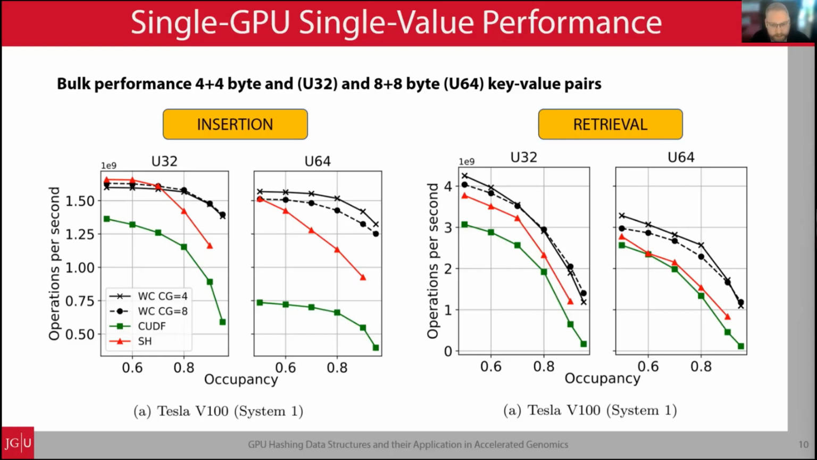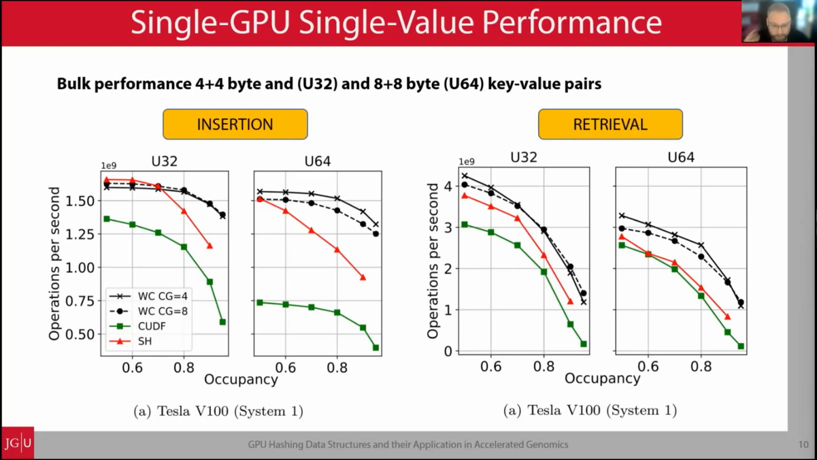Here in this setup, we see only slight differences between these two, where a CG size of 4 seems to be maybe a bit faster than 8. However, we will later see in which cases the size of the cooperative group has a higher impact on performance.